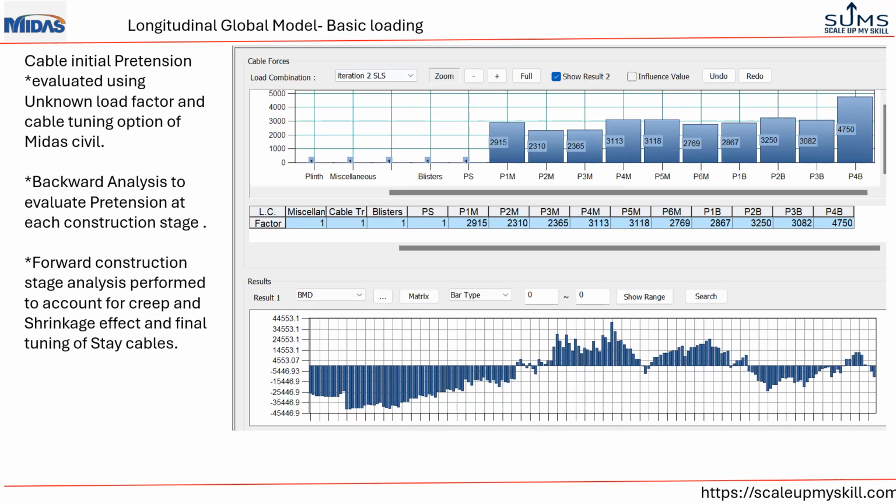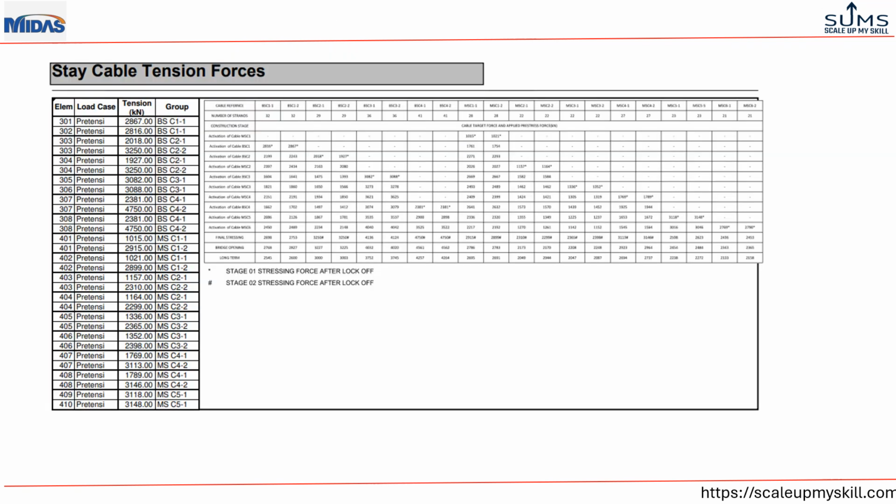Cable initial pretensions are determined using the unknown load factor and cable tuning option of Midas Civil. Then backward analysis is performed to evaluate the pretension at each construction stage, and to account for creep and secondary effects also in the cable tuning. A forward construction analysis is performed, and this way the final tuned stay cable tension forces are determined. This is the final pretension of stay cable as shown here, and the stressing of stay cables is in two stages.